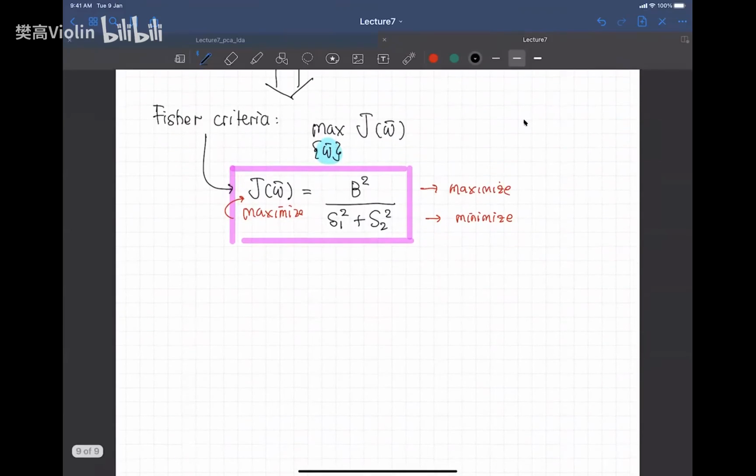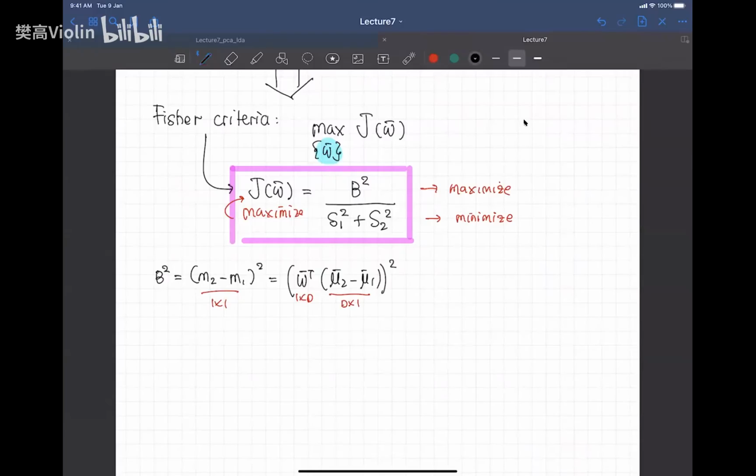P square equals M2 minus M1 square. And this one is a scalar. And we know the definition of this, which is W transpose of the projection vectors multiplied by mu2 minus mu1. So this is by definition, right? Again, this is 1 by D. The whole thing here is D by 1. It's the same as M2 minus M1, which is 1 by 1.